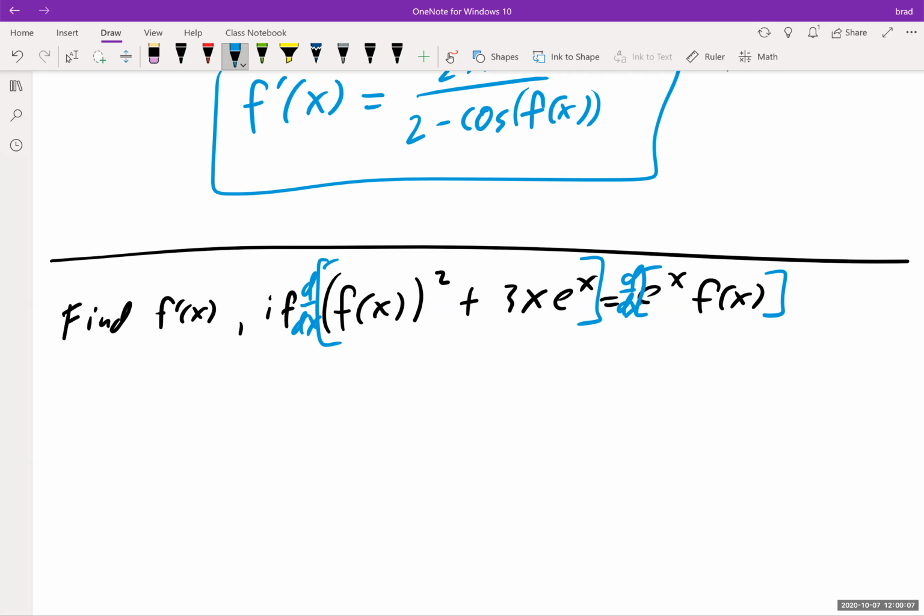Okay, so let's see what we get. So the derivative of f of x squared: take the power, put it in front, rewrite the f of x, then reduce the power by 1, and then attach the derivative of the inside function. Okay, so that's what I did.